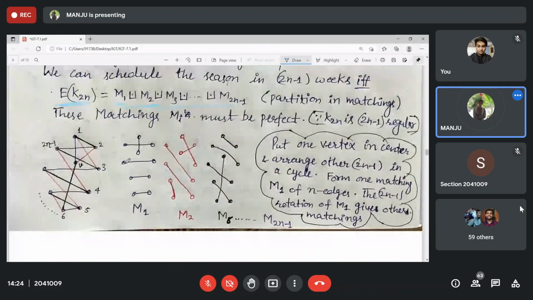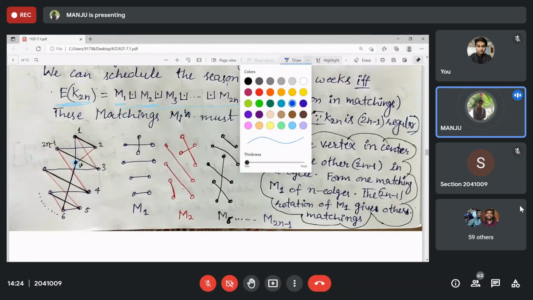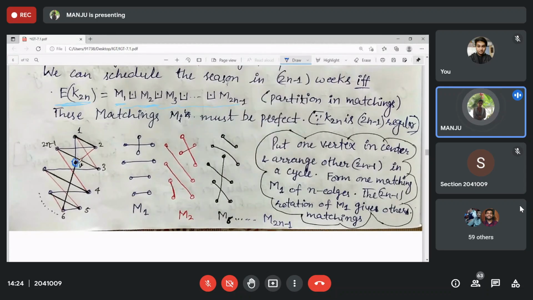Yeah. Like if you are fixing in Kn, which is the color? If you are fixing V as this one, then what do you do? 1, 2, 3. The other 2n minus 1. This is your 2nth vertex. Other 2n minus 1 are in a circle. So what do you do? Because every 2 vertices are adjacent over here. So for the first color class, what do you do? You take this to this or this to any other vertex. So this to the first vertex. Clear? This to this one.